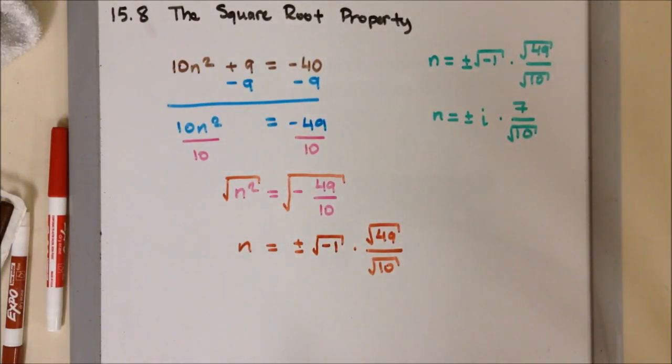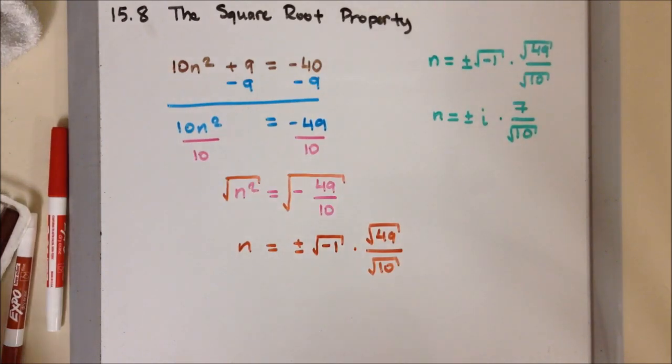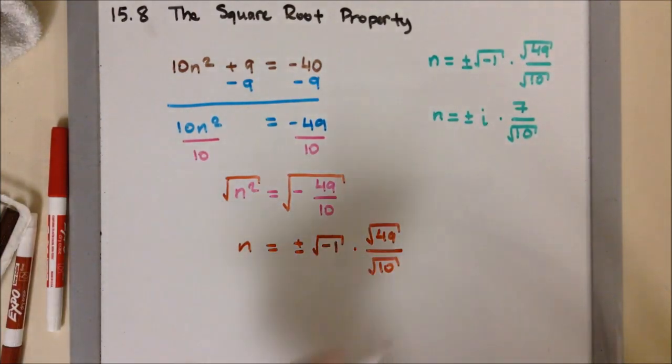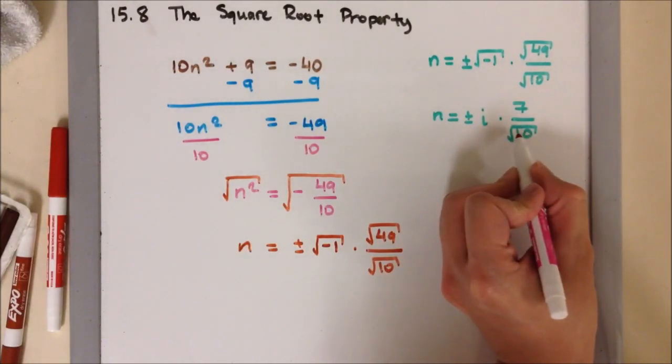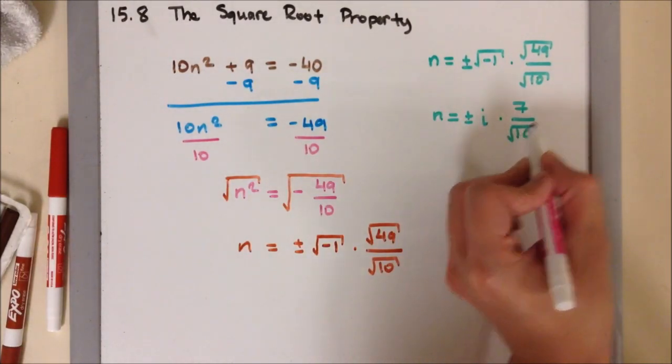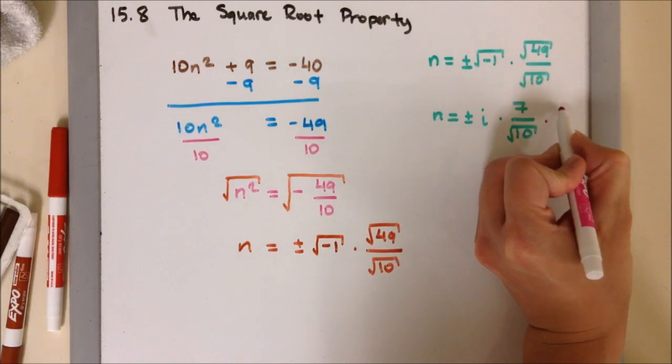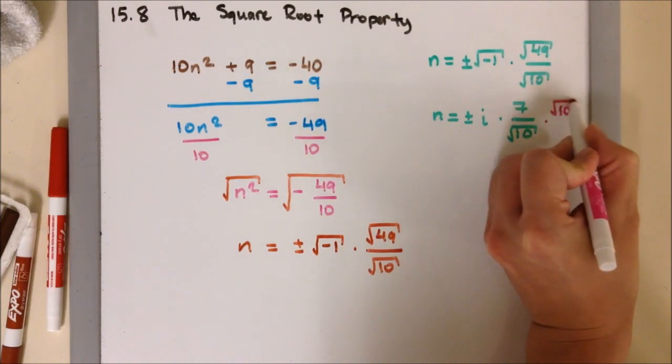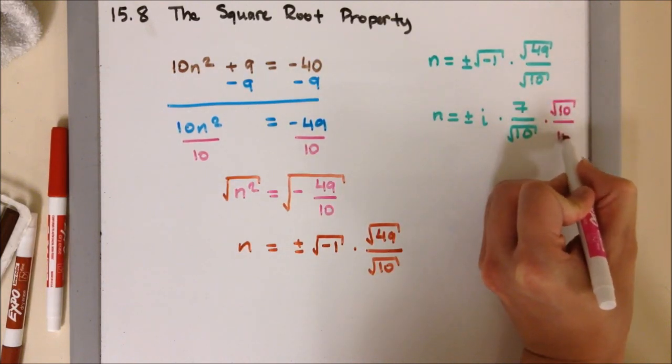Now in 15.5, when we're dividing with radicals, we cannot have a radical in the denominator of a fraction. So what we're going to do is rationalize the denominator, meaning you're going to multiply the numerator and denominator by the radical you have in the denominator. So that means I'm going to multiply top and bottom by square root of 10.